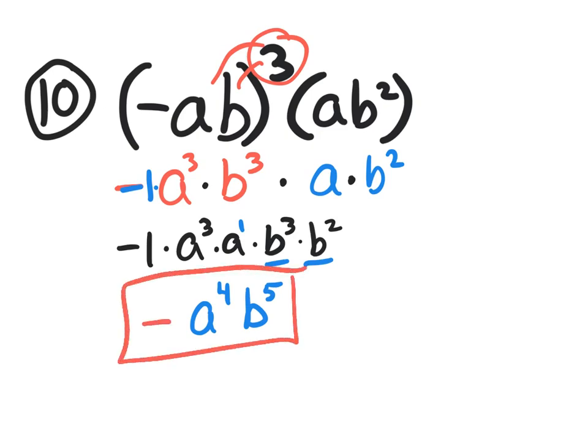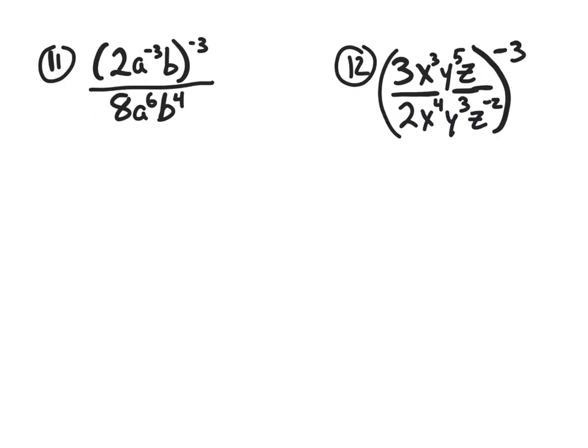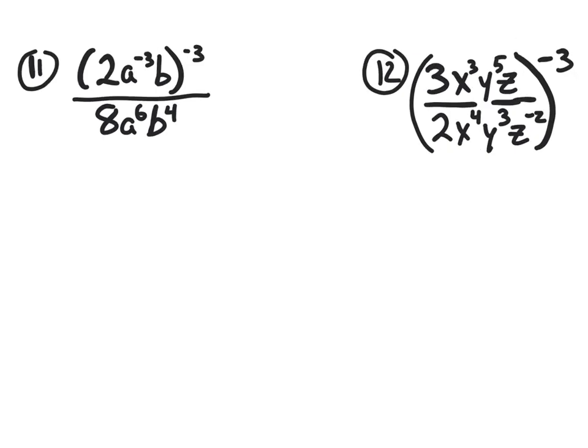So that's the way my answer is going to look. Negative A to the 4th, B to the 5th. Of course, you could put a 1 right here, but on the multiple choice answers, they will not. They'll just leave it negative A to the 4th, B to the 5th. So, as you can see, they get more challenging. Sure. So let's zoom in on number 11.